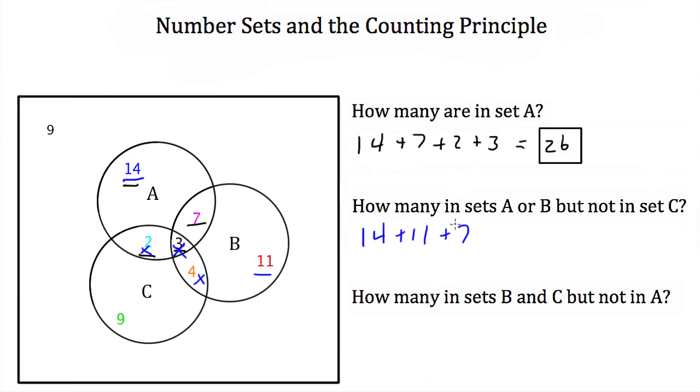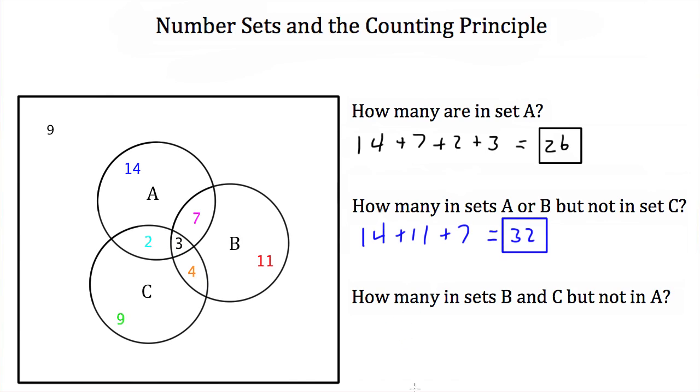So how many elements are in set A or B, but not in set C? Well, 14 plus 11 plus 7. So there are 32 different elements in set A or B, but not in set C.